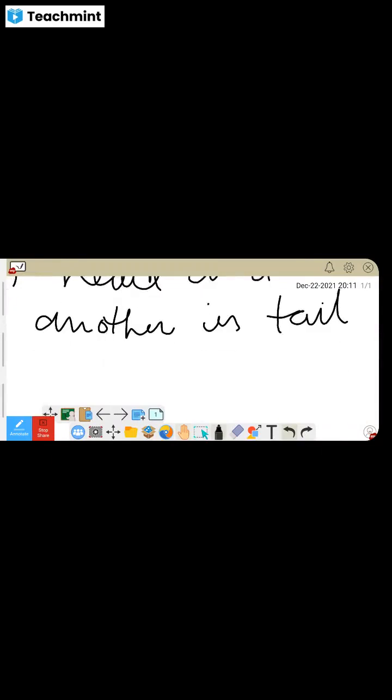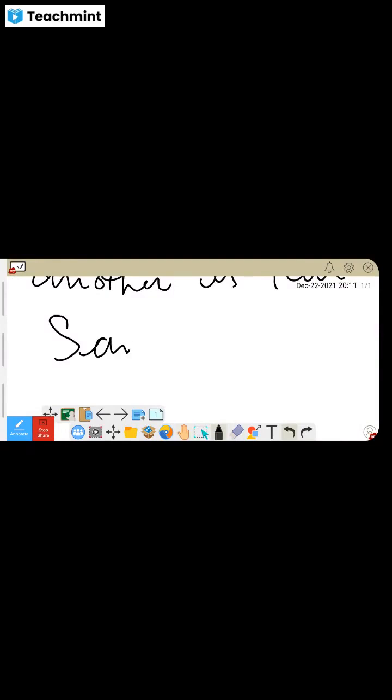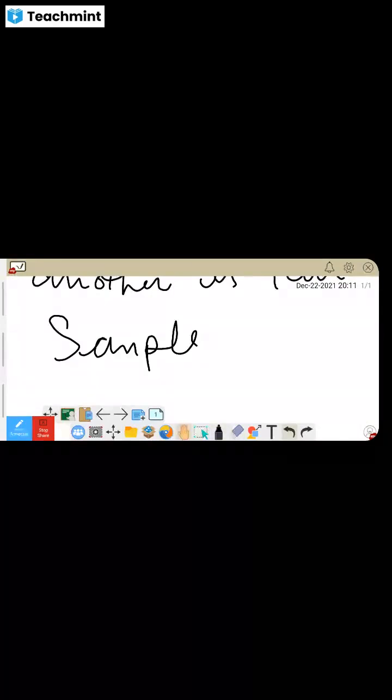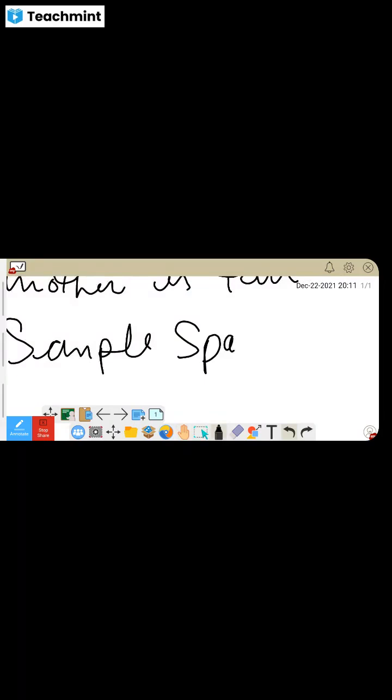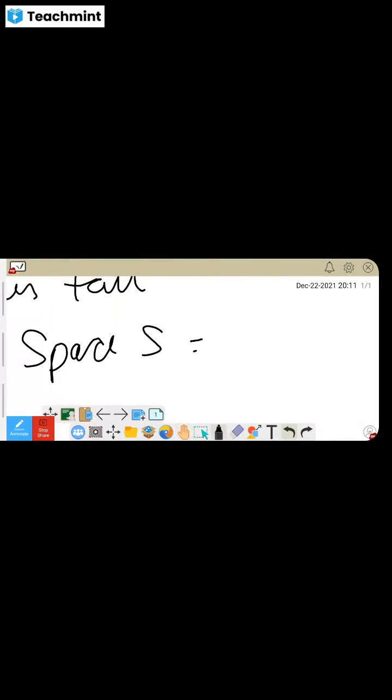So sample space, denoted by S, can be written with these two outcomes: head, comma, tail, denoted by H or T. This is for head and this is for tail, if we toss only one coin. If we toss two coins together, then what are the possible outcomes?